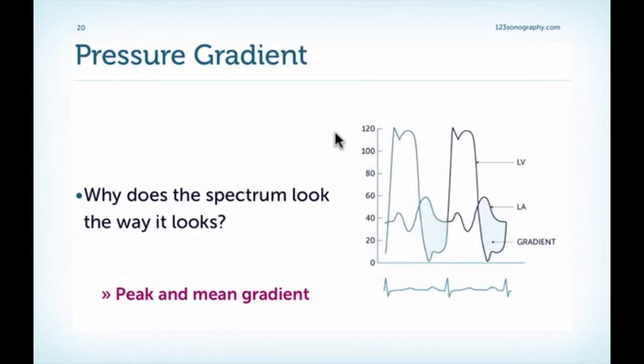Why do the spectrums look the way they look? Well, remember, the velocity tracings we see in Doppler only resemble pressure gradients. And with mitral stenosis, we have a pressure gradient between the left ventricle and the left atrium. Here's an example of a cath pressure tracing, and you have the ventricular curve here and the atrial curve here. And the area under the curve basically represents exactly what we see with Doppler, the gradient. We can obtain a maximal gradient and also, by using the integral, a mean gradient.